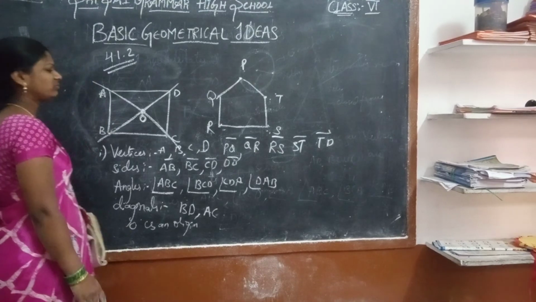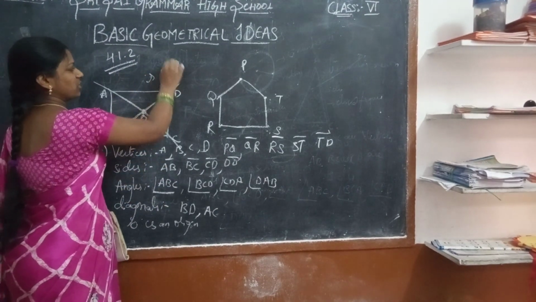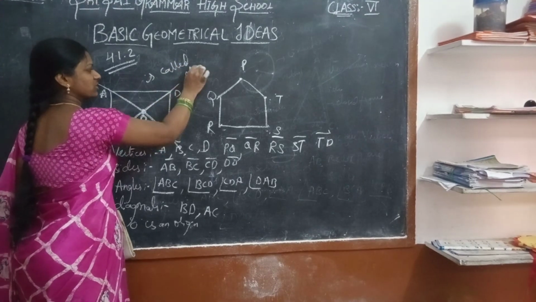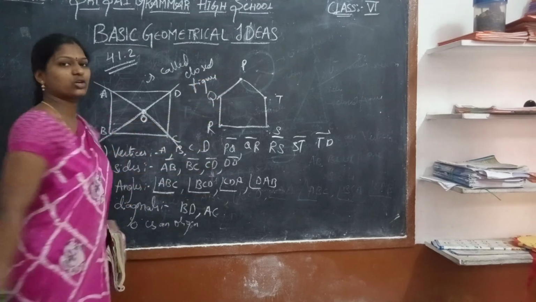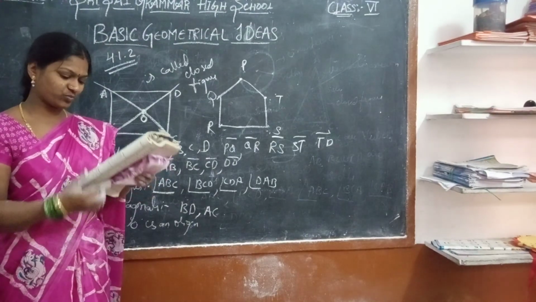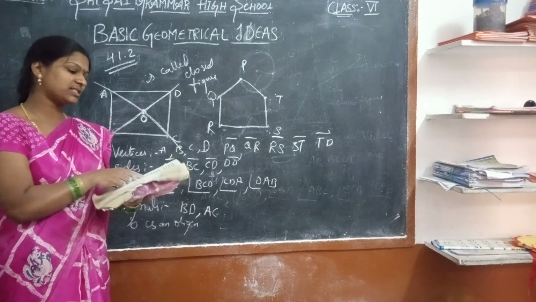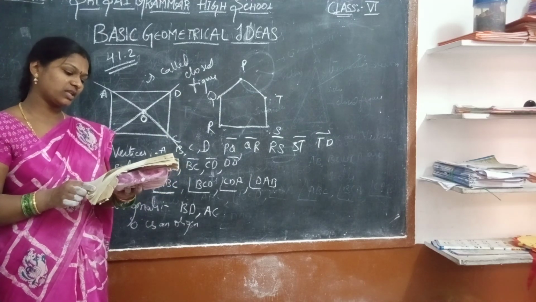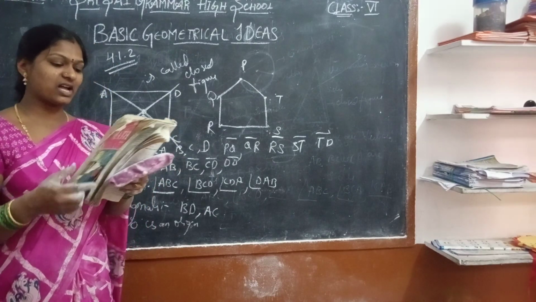Okay. Now see, it is also called a closed figure. Yes, a closed figure. Okay, understood? Now let us see some more problems in 4.1. Here there are 2 or 4 present in 4.1.